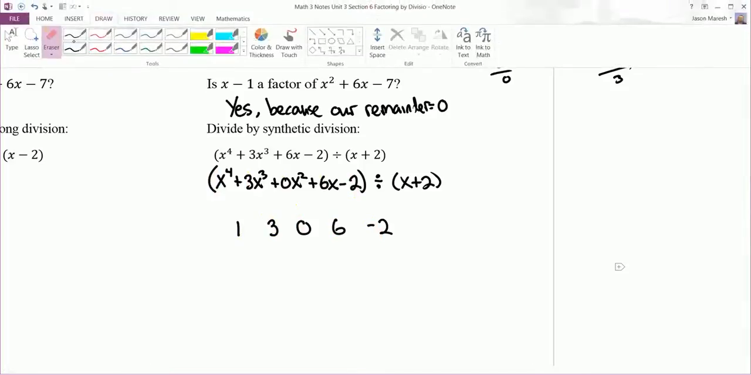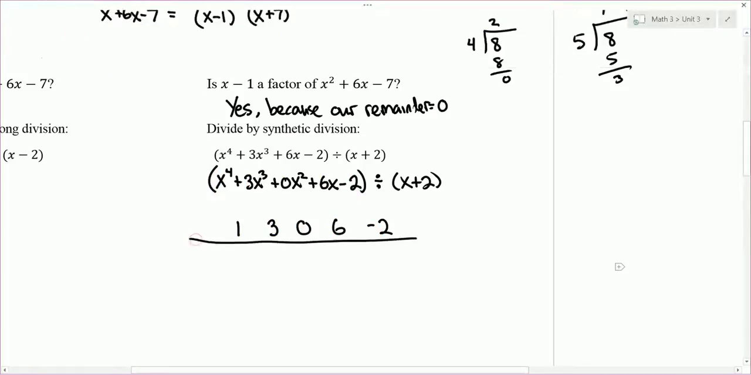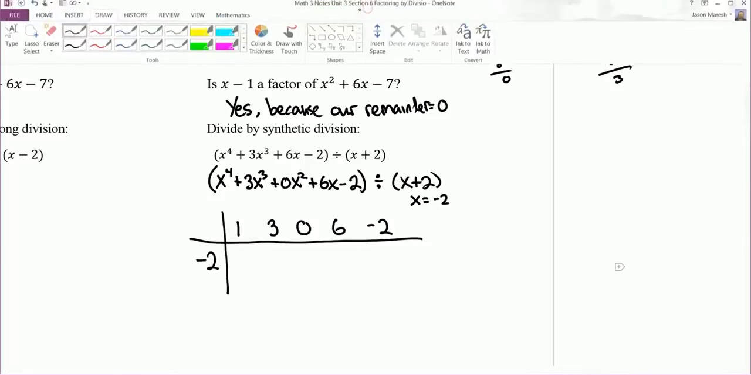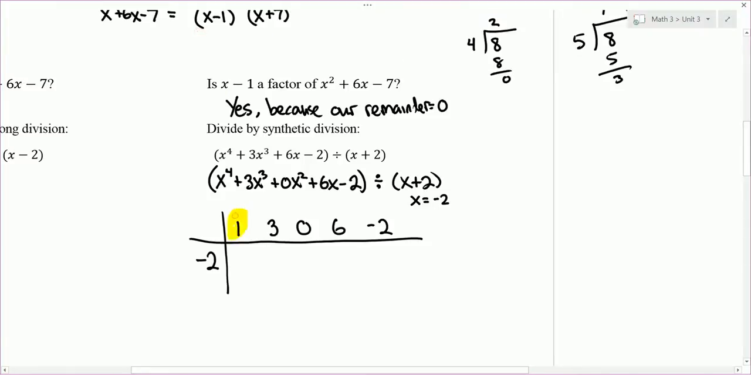Once you grab those, we're going to look at what we're dividing by. We're dividing by x plus 2. Think, if x plus 2 was a factor, what would the x-intercept be? Negative 2. So we're going to use negative 2 over here. Our process: whatever that first number is, we drop straight down.